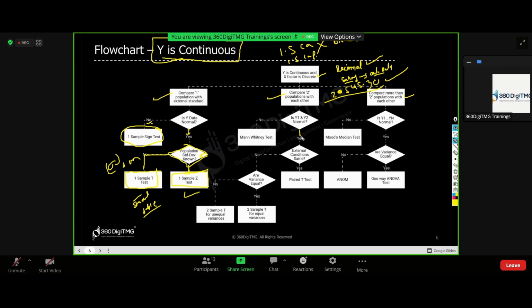So if they are normal, check for the external conditions. Is it same or is it not same? If it is same, go for t-test. If it is not, then you check the variance. We have something called ANOVA, analysis of variance. So you go for the variance. If it is equal, you perform two-sample t for equal variance. If it is not equal, then you perform two-sample t for unequal variance.